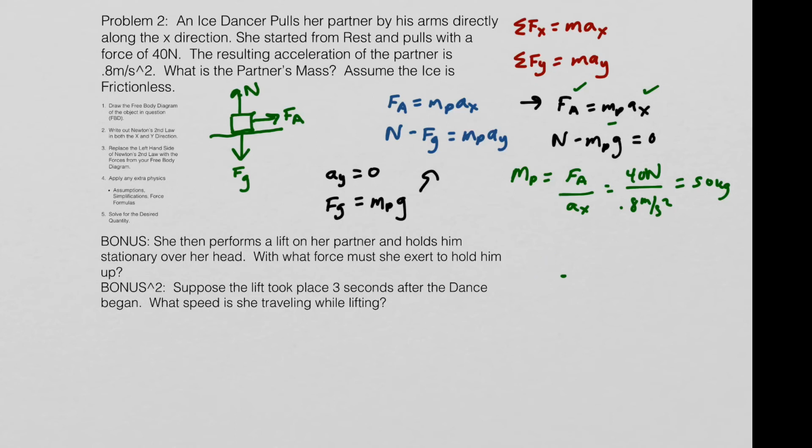for the mass in question, which again is still just the partner, you now have a different looking free body diagram in the sense that he is getting a force up from her arms, which is now the applied force, but his weight is still pulling down. We no longer have a force in the x direction, so we go to our step 2, which says write it all out.